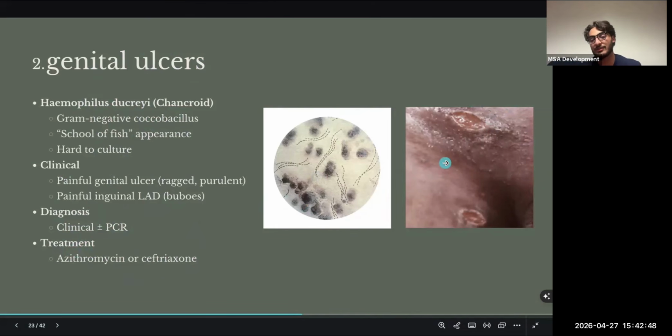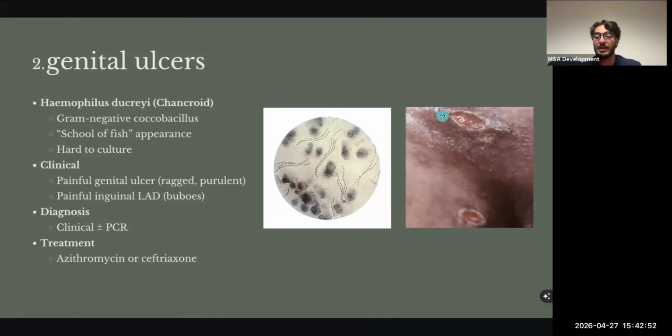Okay, and this is what it looks like. It's sort of a ragged, purulent ulcer, very painful. So the ulcer itself is painful, and it causes lymphadenopathy, which itself is painful. Very important thing to know. So everything's painful with this disease.